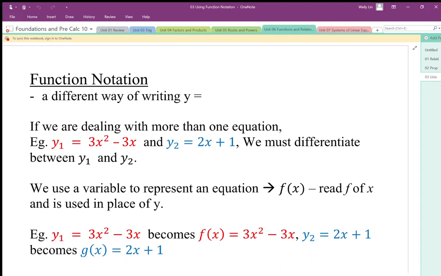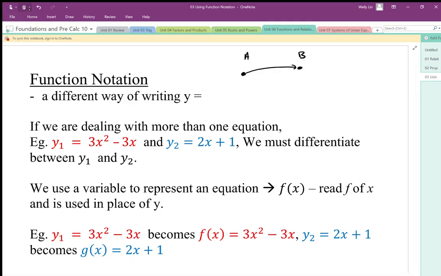In the last lesson, we talked a little bit about functions versus relations. Relations are when we can connect two quantities to each other through sets. A function is a specific type of relation where one element in set A maps onto one element in set B. So that is a function.